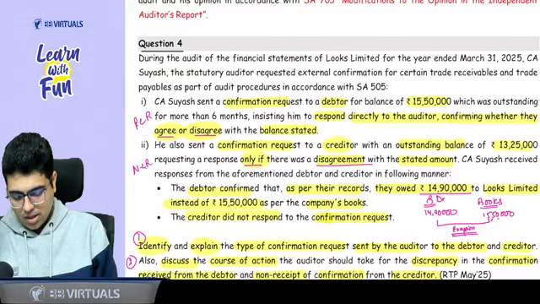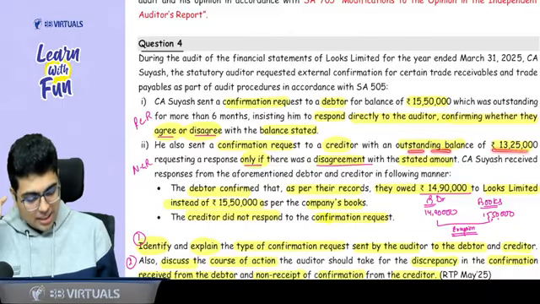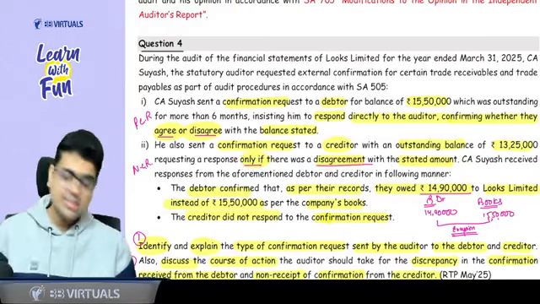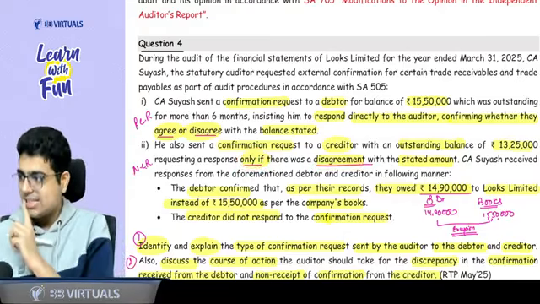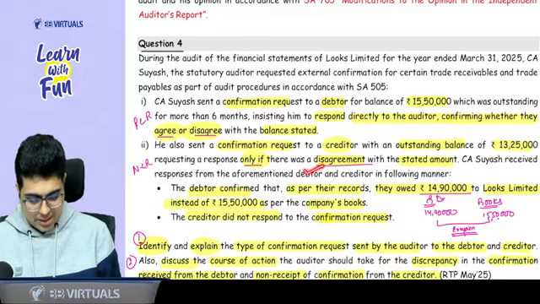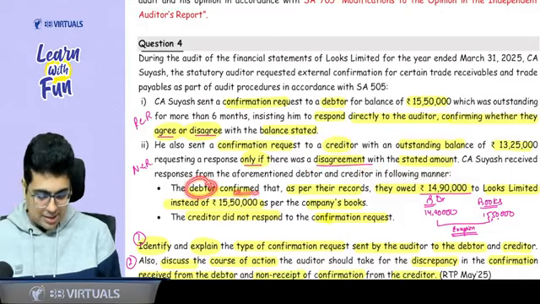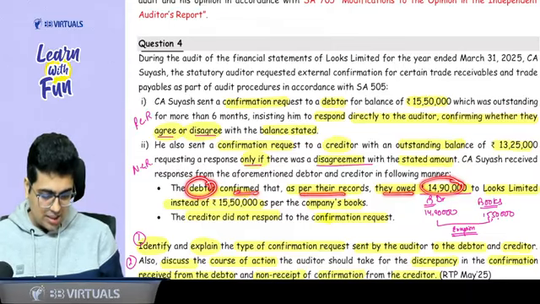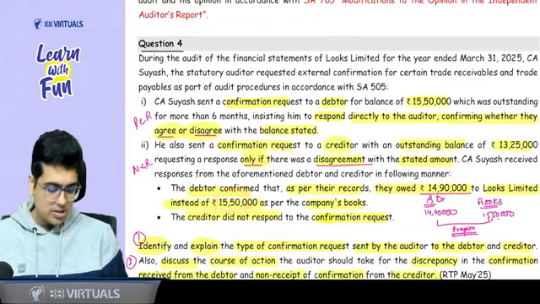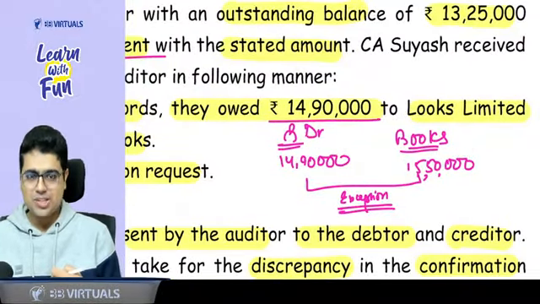Second case, he also sent a confirmation request to a creditor with a balance of 13,25,000 to reply only if he disagrees. Which is this request? This is NCR, that is negative confirmation request. CA Suyash received the response from the debtor and creditor in the following manner. First case, debtor confirmed that as per their books the balance is 14,90,000, but in the company's books it is 15,50,000. Can I say there is an exception here? Yes, sir. There is an exception.